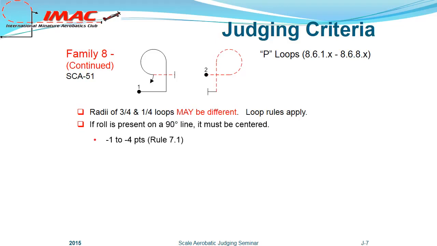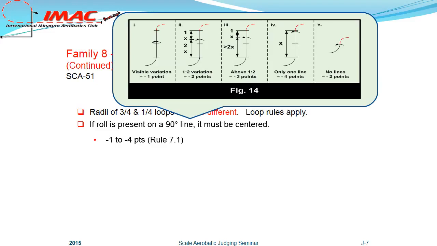Roll elements may be added on the vertical line and must be centered. As usual, the deduction is 1 to 4 points using Figure 14 in Rule 7.1 as a reference.